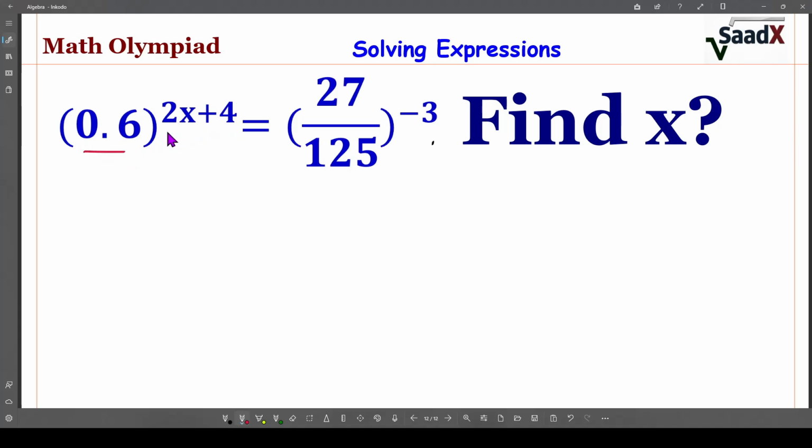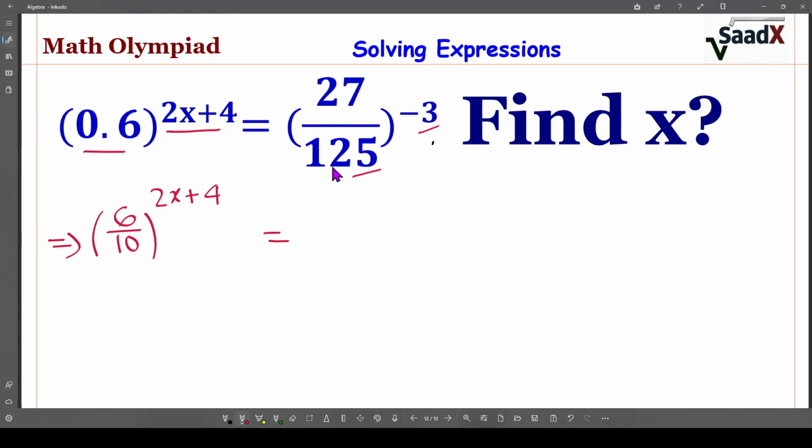0.6 to the power 2x plus 4 equals 27 by 125 to the power minus 3. Very interesting math. First, we have to simplify 0.6. This one we can write as 6 by 10 to the power 2x plus 4.